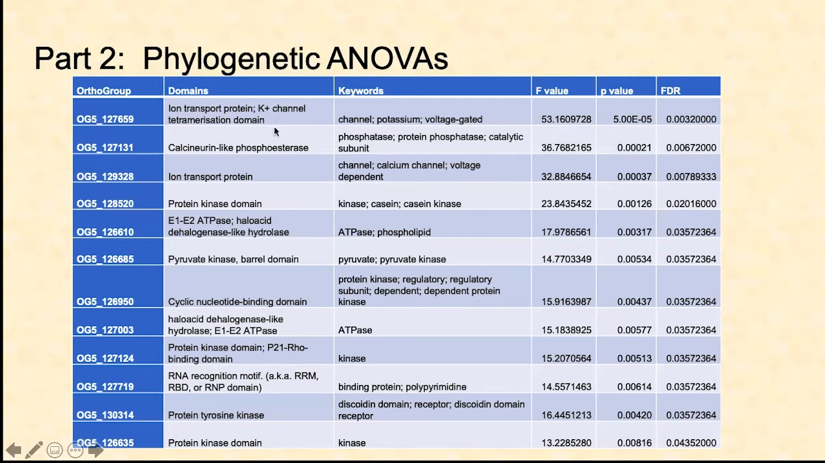And we look at some of these domains that are in these protein groups: ion transport channel, calcium transport, ion transport protein, E1, E2 ATPase. So that E1, E2 ATPase is another name for the P-type ATPases. E1, E2 just refers to a conformation change. This one, OG51270003, that is the sodium potassium ATPase I've been talking so much about.